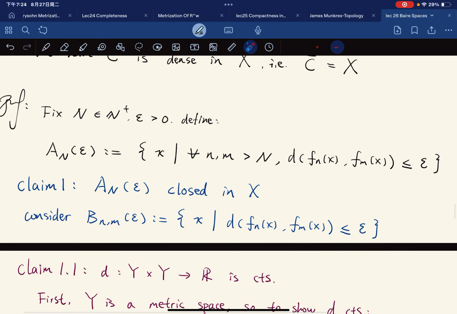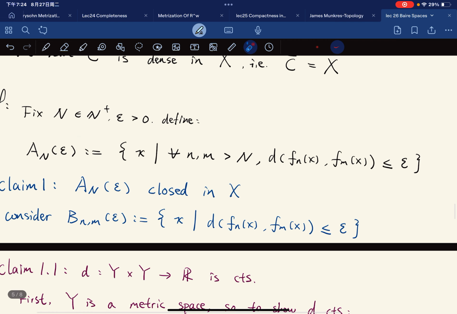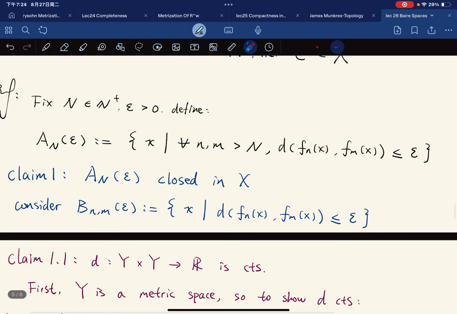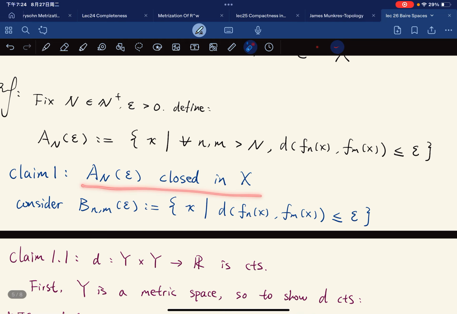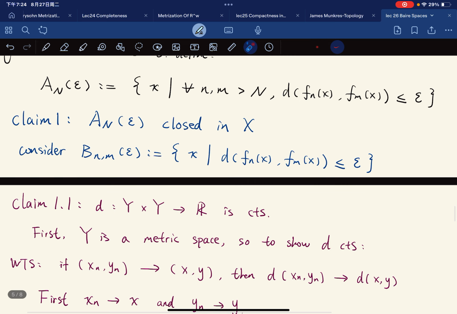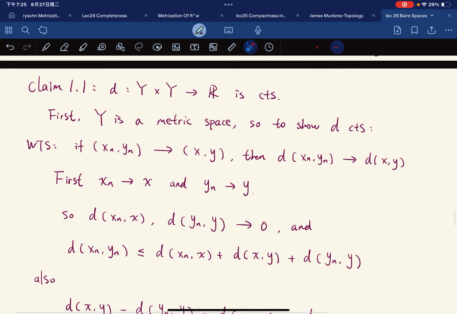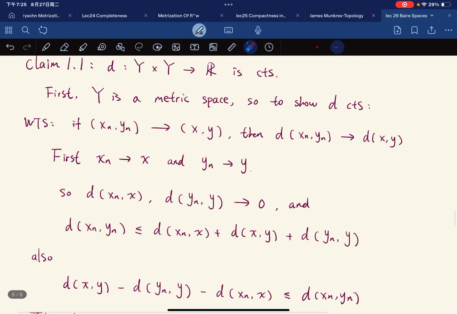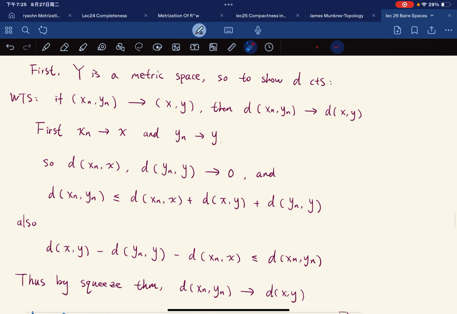We first need a definition of A n epsilon. So for n and epsilon fixed, we define A n epsilon as the set of points x for which, for any m greater than n, the distance between fn(x) and fm(x) is less than or equal to epsilon. So the first claim is that it is closed in X. To prove that it is closed in X, we're going to consider the set B n m epsilon. Then, first we have a subclaim that the metric function is continuous for any metric space. And the proof is here.